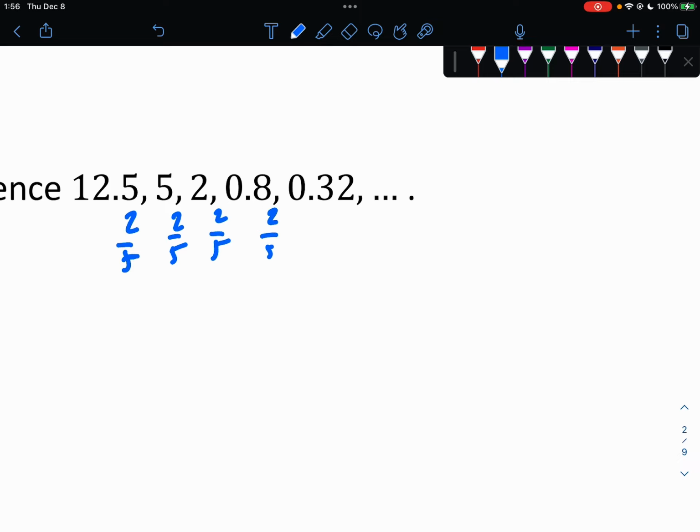Which means our explicit formula is going to be first term times the ratio to the n minus 1. So find a sub 8. It's going to be 12.5 times 2/5 to the 7th. So we can type that in our calculator. 12.5 times 2/5 to the 7th would be 0.02048.